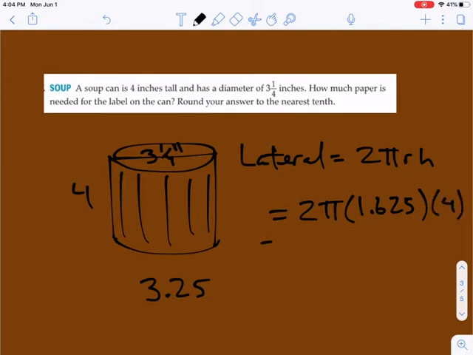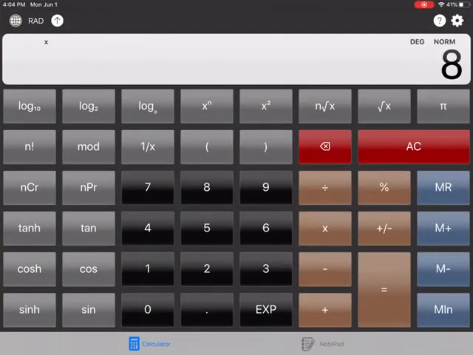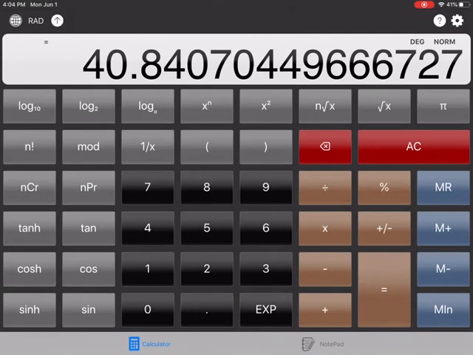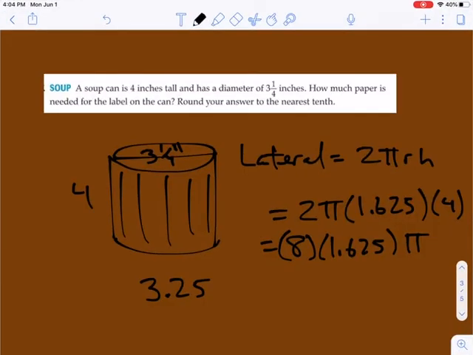Let's simplify this a little bit. So we have 4 times 2 is 8. So you have 8 times 1.625, and then that whole mess times pi. I think I have 1.625 already in here, so we'll just multiply that by 8. That's 13. Oh, that worked out nice. And then times pi, and you get 40.84.